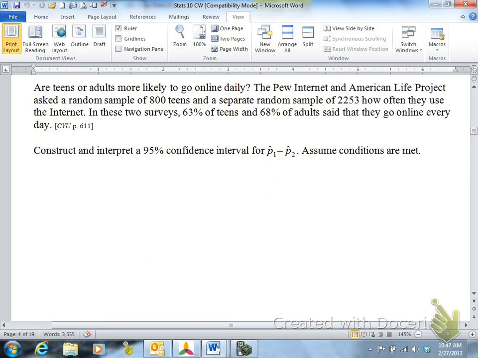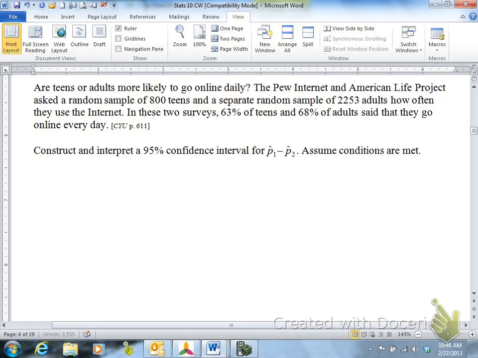Are teens or adults more likely to go online daily? The Pew Internet and American Life Project asked a random sample of 800 teens and a separate random sample of 2,253 adults how often they use the internet. In these two surveys, 63% of teens, 68% of adults said that they go online every day. Construct and interpret a 95% confidence interval for the difference between the two sample proportions. Assume the conditions are met.